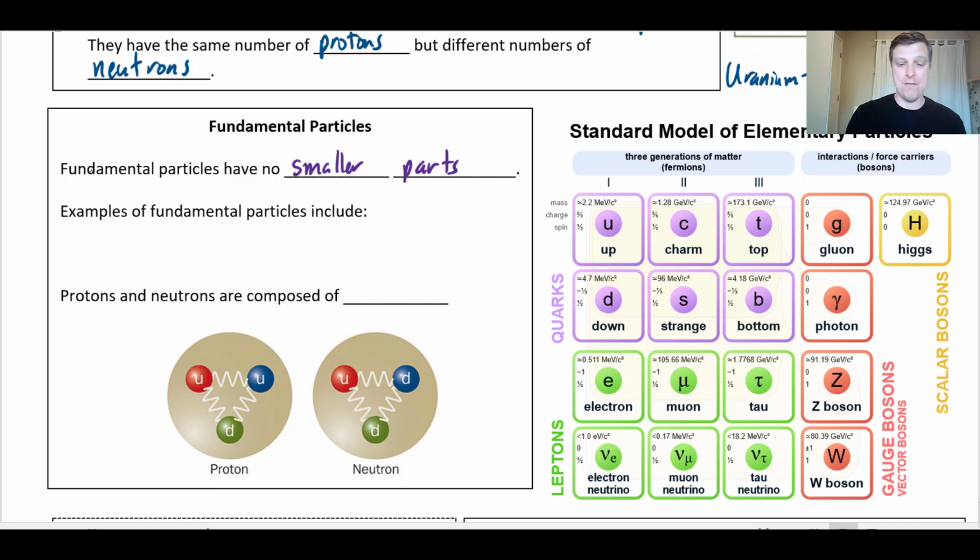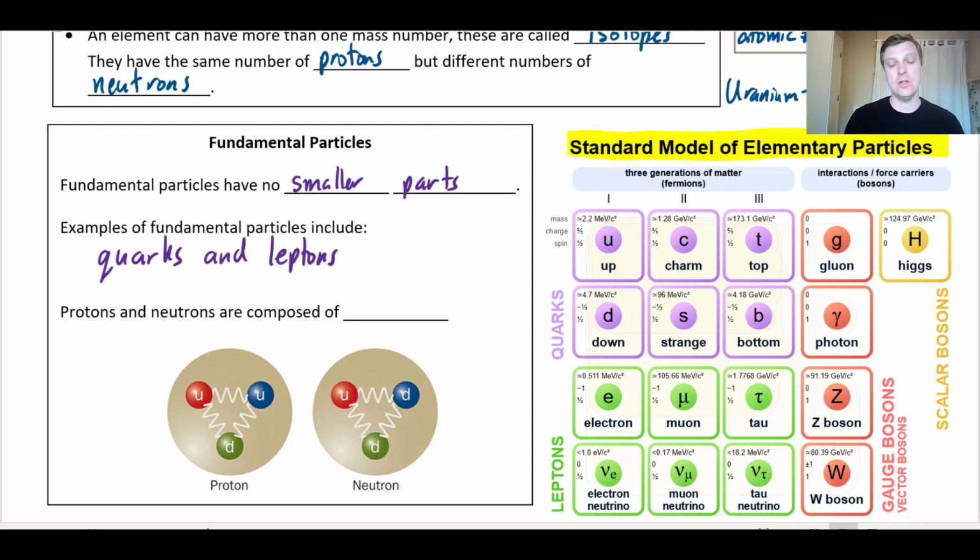So an example of fundamental particles would be things like quarks. Quarks are fundamental particles, and leptons are also fundamental particles. And if those sound like made-up words, they kind of are actually, but they're our physics words now. Now, these all fit into something that you see over here called the standard model of elementary particles. So basically, the standard model just shows all the fundamental particles as we currently understand them.